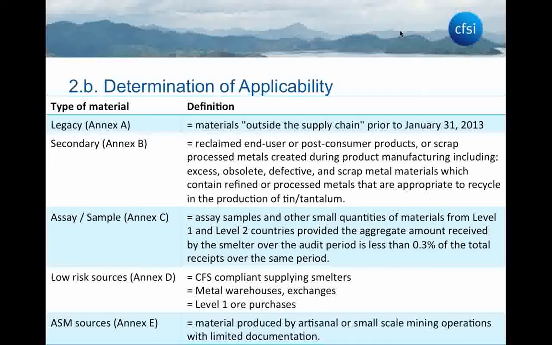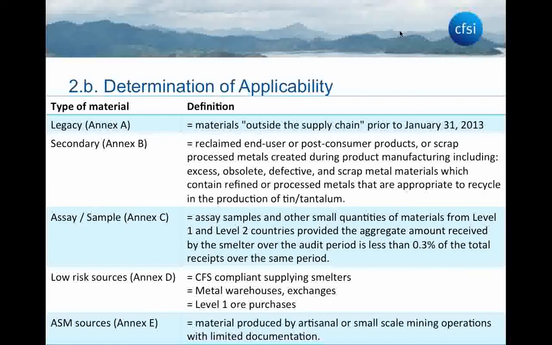The first type of material includes so-called legacy materials, which are covered in more detail in Annex A. Legacy materials are those materials which were outside the supply chain prior to January 31st, 2013. For these materials, it is expected that auditors would be able to confirm the production date being actually before January 31st, 2013, as well as review limited transportation documentation. However, no full origin determination is required for this type of material.